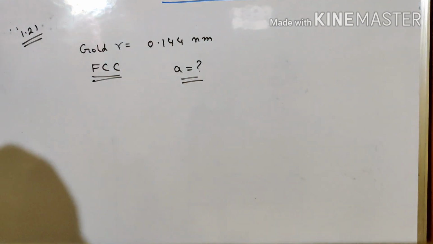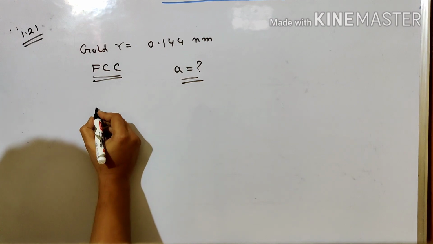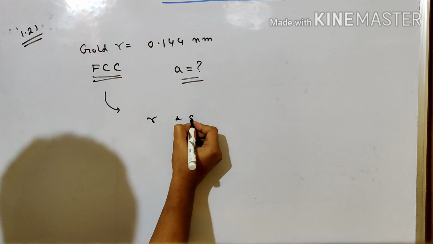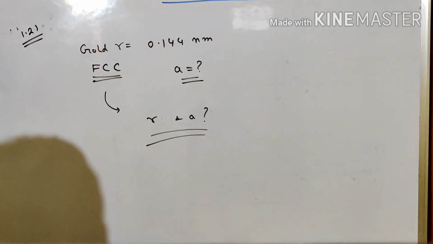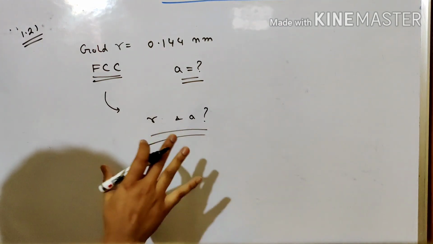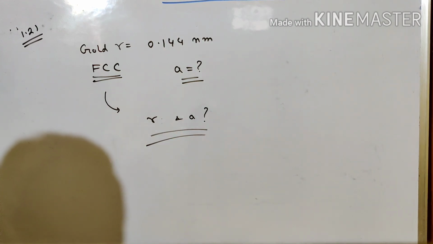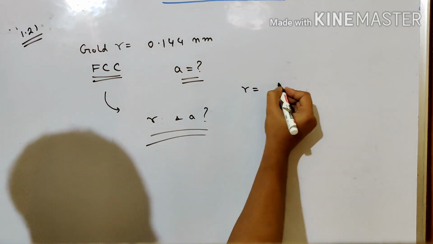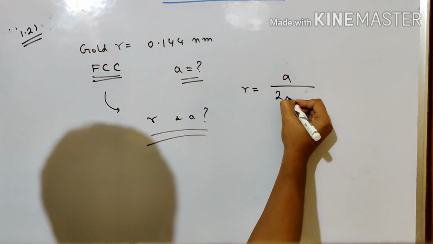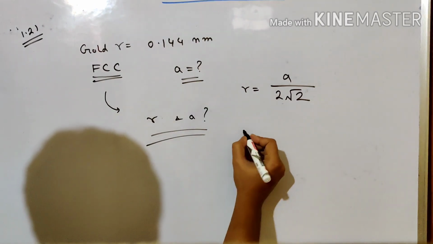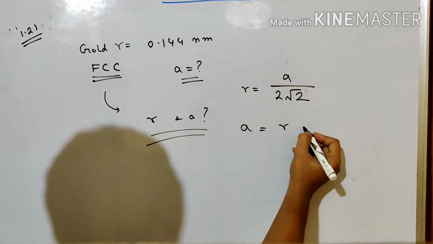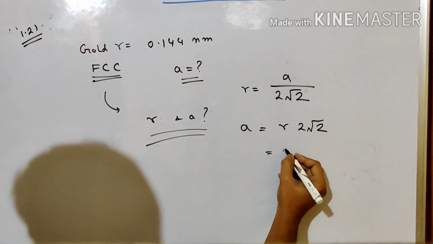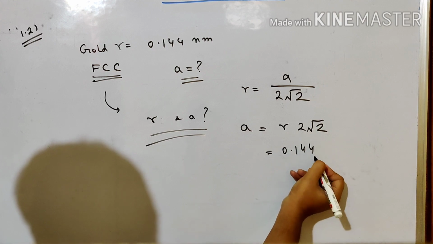Now radius is given. For an FCC cell, we already know the relationship between R and A. What is the relationship between R and A? We have derived it earlier. You can pause the video here. You can see the previous videos where we have derived the relationship between the radius and the edge length. R is equal to A by 2 root 2. We have proved it also. So A becomes R into 2 root 2. So R value is given 0.144.